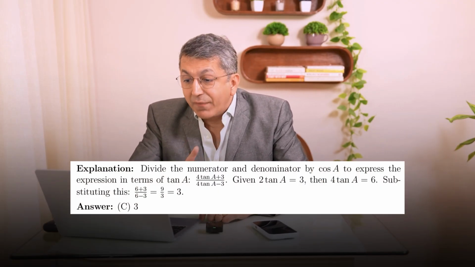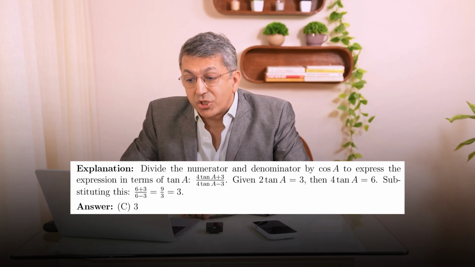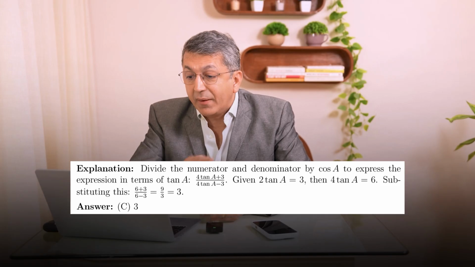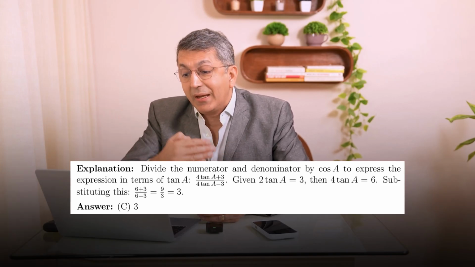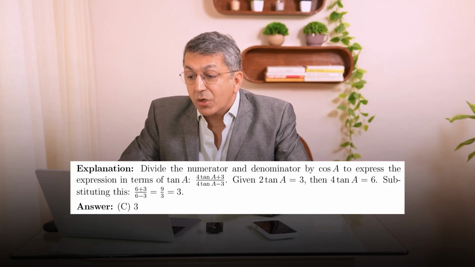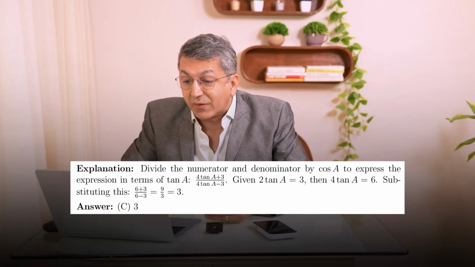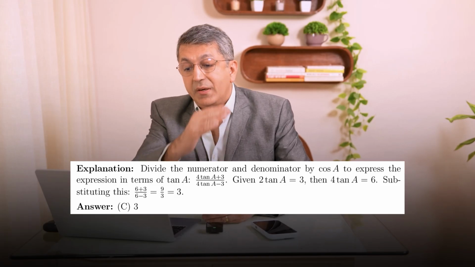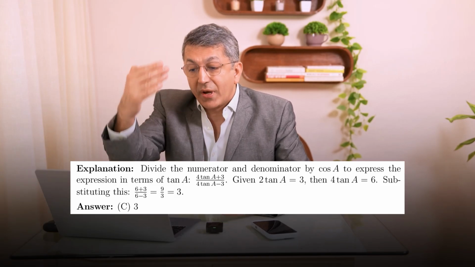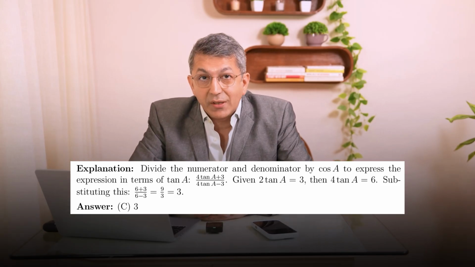Explanation. Divide the numerator and denominator by cos A to express the expression in terms of tan A, where we get (4 tan A plus 3) divided by (4 tan A minus 3). Given 2 tan A = 3, then 4 tan A = 6. Substituting this, we get (6 plus 3) divided by (6 minus 3) = 9 divided by 3, which is equal to 3. So the answer is C, 3. Question 7.